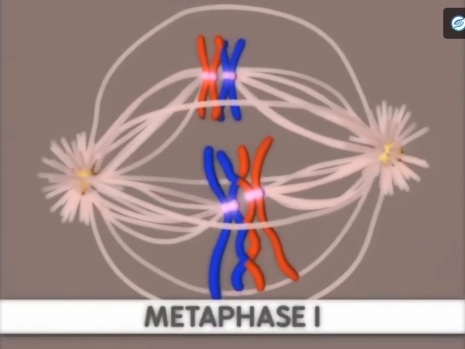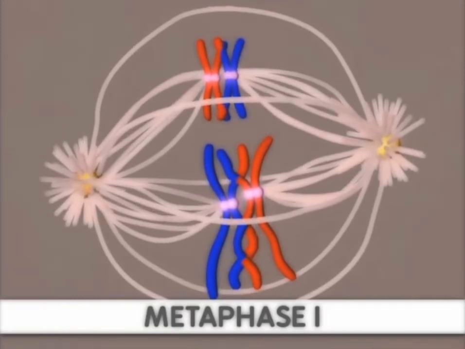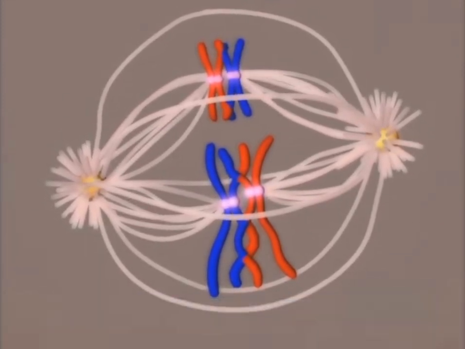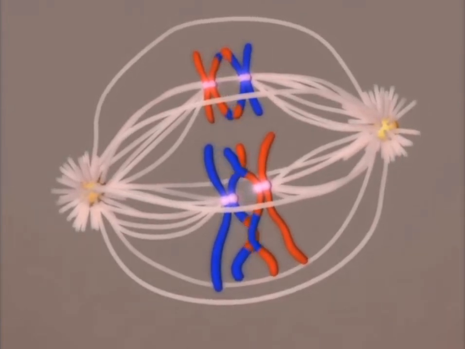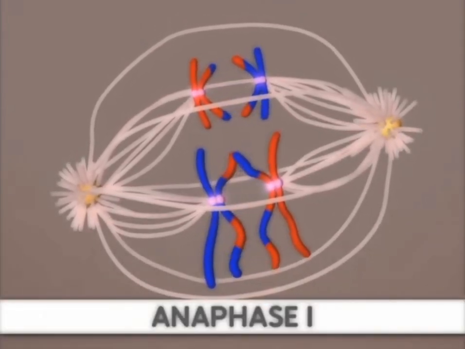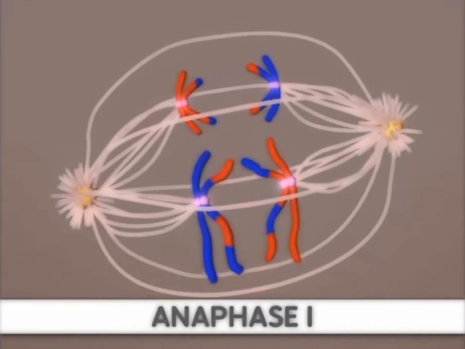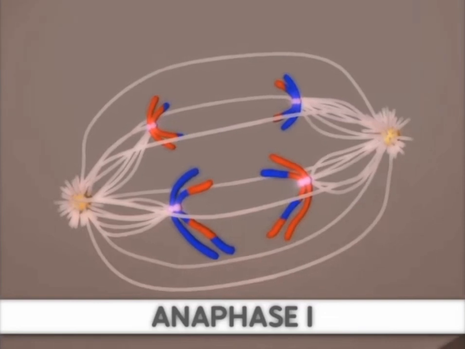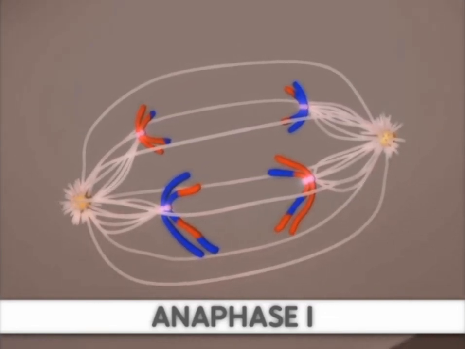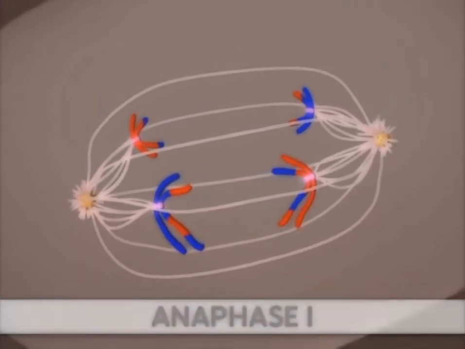Here, the synapsed chromosomes align at the equator of the cell. The chromosomes align randomly, which results in different combinations each time meiosis occurs. The next phase is Anaphase 1. During this phase, homologous chromosomes separate and migrate to the two poles of the cell. Importantly, the sister chromatids remain attached at their centromeres.